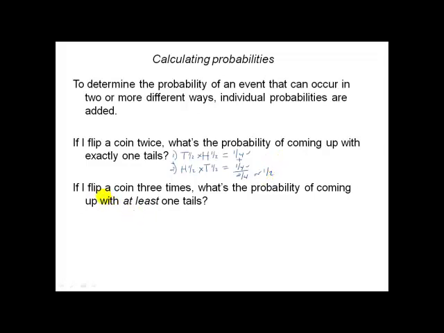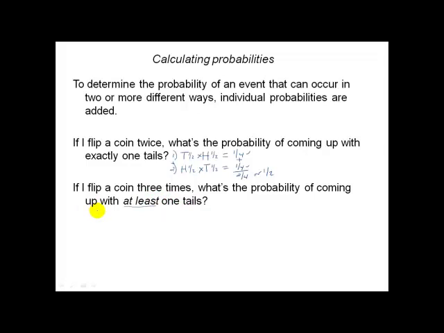Now, what about this scenario? This is a bit more complicated. If I flip a coin 3 times, what's the probability of coming up with at least 1 tails? So, thing to recognize here is that when we see at least, that could mean coming up with 1 tails. It could mean coming up with 2 tails. It could mean coming up with 3 tails. All of those would satisfy at least 1, right?